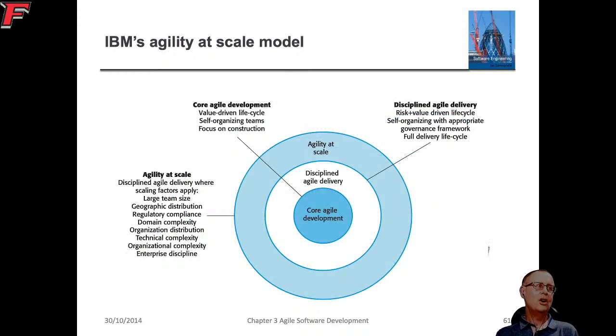And this is IBM's approach, where at the core we have the Agile development. In the middle you have a disciplined Agile delivery, right? So risk and value driven life cycle, self-organizing with appropriate governance and framework, full delivery life cycle. Then the outside is disciplined Agile delivery, where you have large team size, geographic distribution, regulatory compliance, etc.